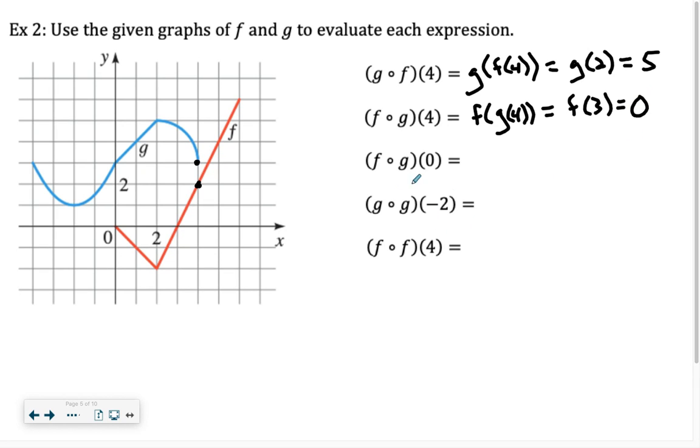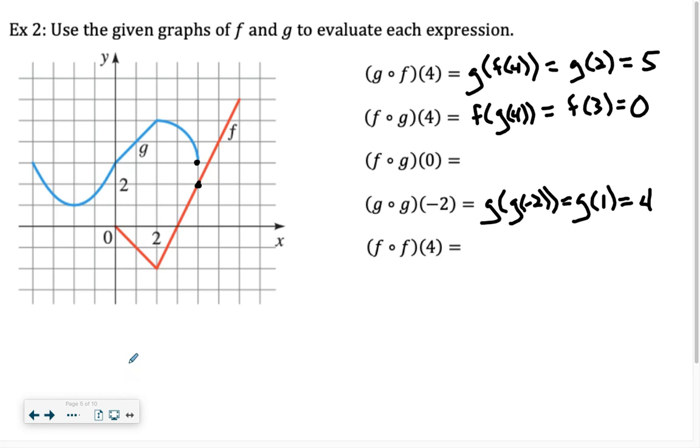Okay, I'm going to skip down and do this g of g of negative 2. So again, this just looks like this. So first, I want to evaluate g of negative 2. So if I come over here, at negative 2, g is equal to 1. So what this means is I now want to evaluate g of 1. I'm replacing g of negative 2 with 1. So if I go back to my graph, g of 1 is equal to 4.